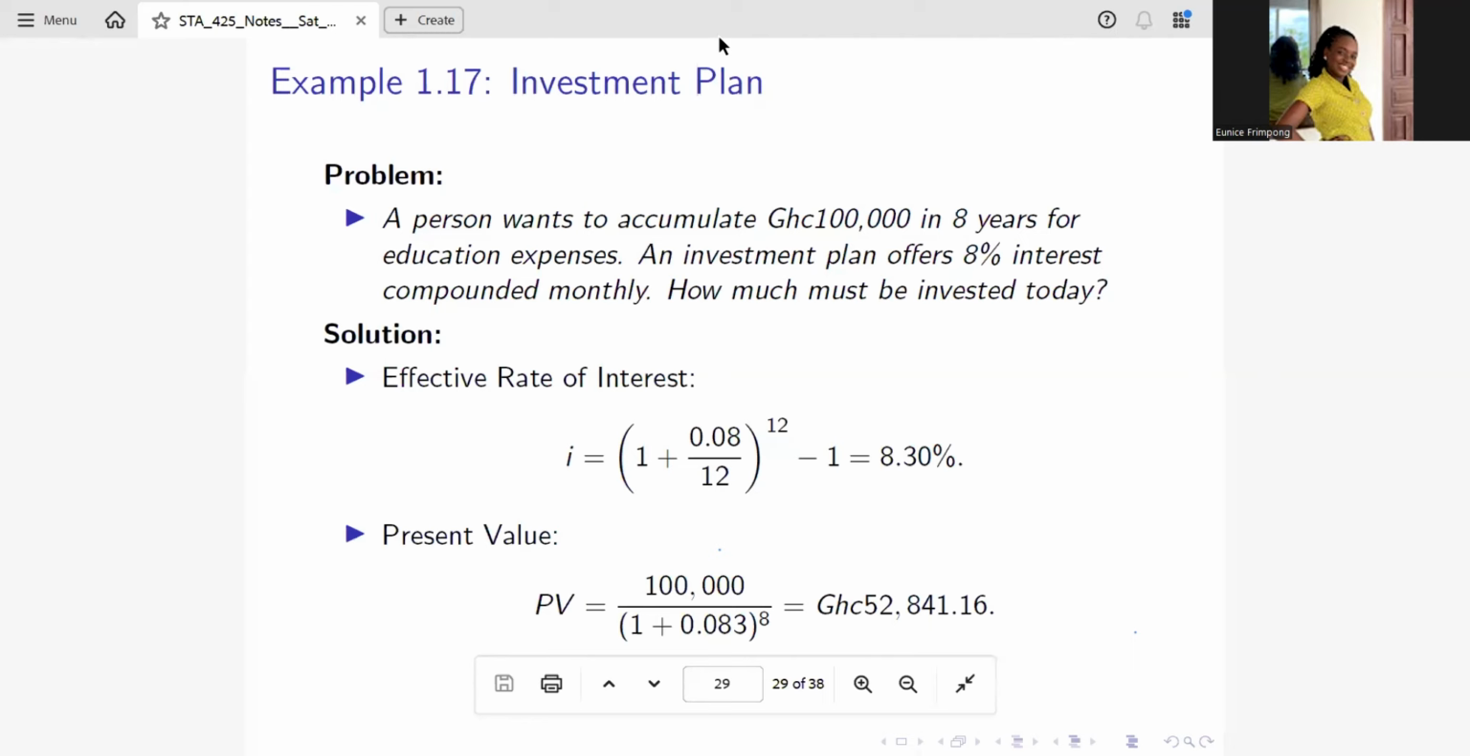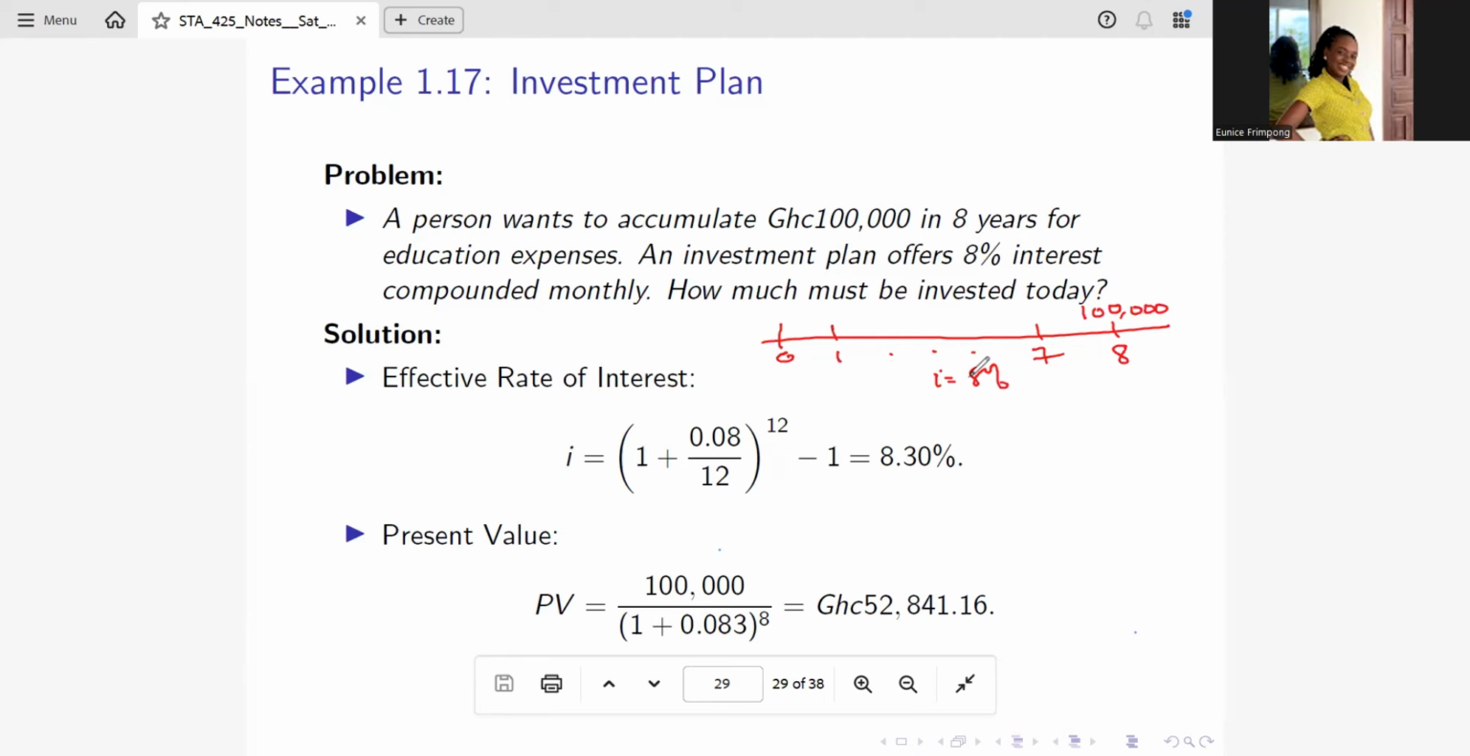So this is my timeline, this is my time 0, time 1. This person wants to have 100,000 at time 8, and he will use it to cater for education expenses. An investment plan is going to offer him 8% interest, which will be compounded monthly.